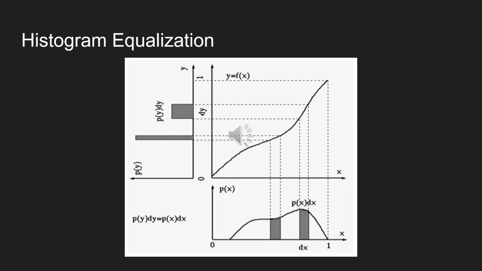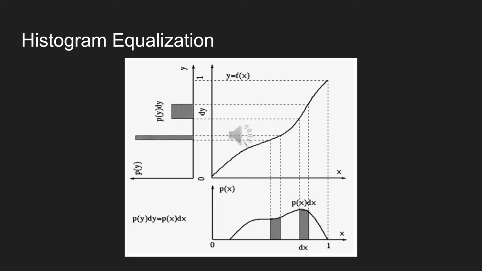If small p of x is high, then the capital P of x has a steep slope, that is, dy will be wide, causing small p of y to be low, to keep small p of y dy equal to small p of x dx. If small p of x is low, capital P of x has a shallow slope and dy will be narrow, causing small p of y to be high.